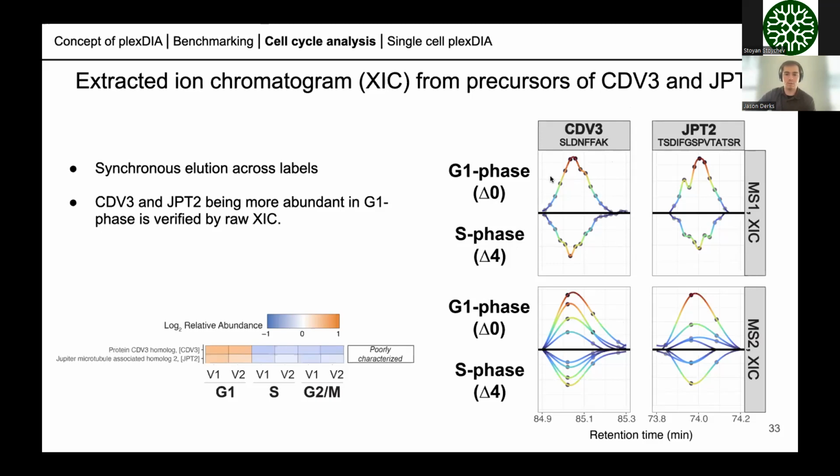So with this, we can have a little bit more confidence that despite these being relatively poorly characterized, if we look at the raw extracted ion chromatograms, it seems to recapitulate exactly what we'd expect. And it shows that they are, in fact, eluting synchronously.